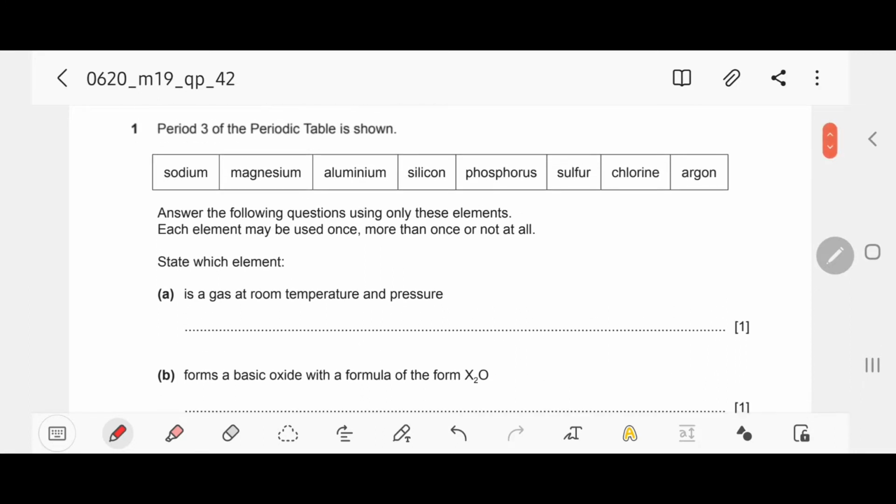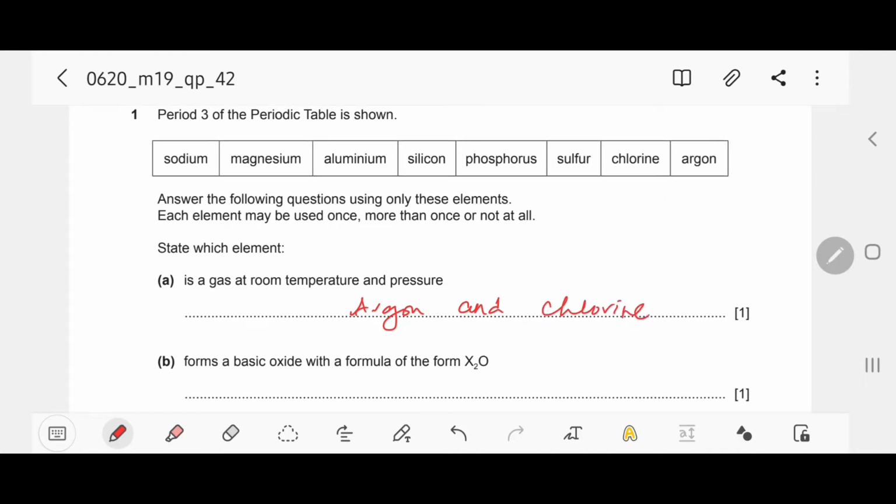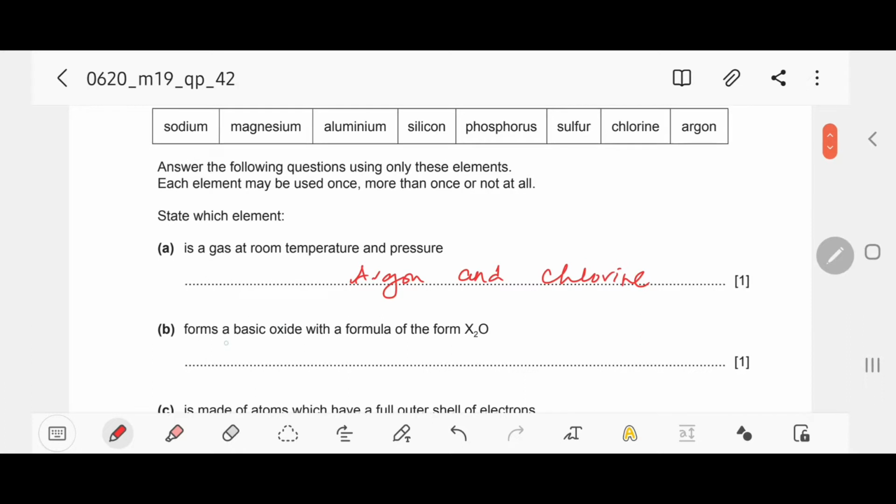So our first question is, which element is a gas at room temperature and pressure? It will be argon, and you can also write chlorine as it is also a gas at room temperature.